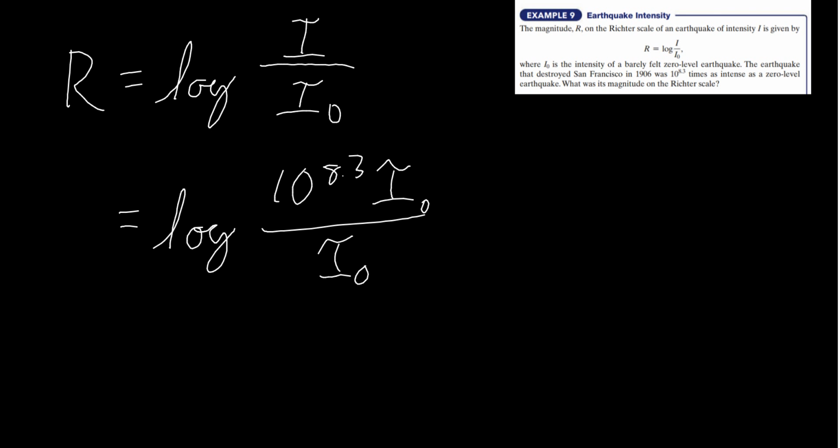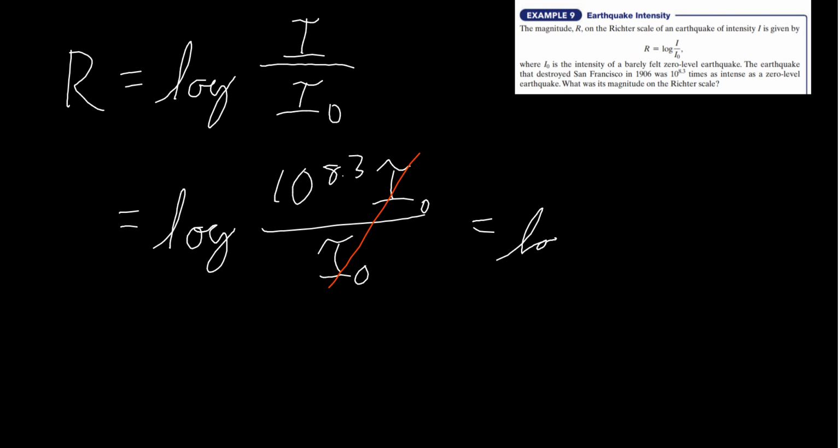Okay, and again, all I did was write the intensity of the earthquake. We cannot write simply 10^8.3, because there's little context there. 10^8.3 what? Well, 10^8.3 times a barely felt earthquake, which is nothing. It's important to do that because computationally my I naughts will cancel, and I basically just end up with a log of 10 raised to the 8.3 power.